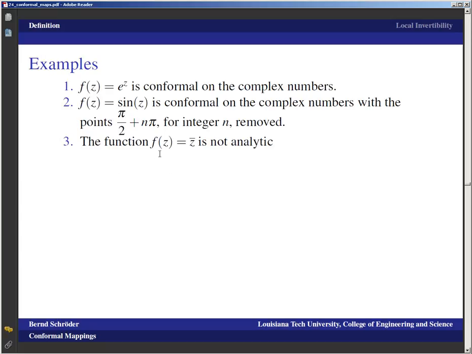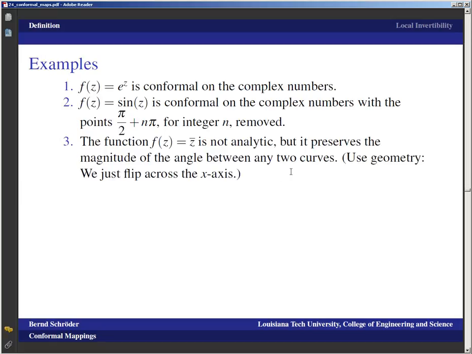And then we also have a function that we haven't talked about for a long time, because f of z equals z bar is not analytic, but it preserves the magnitude of the angle between any two curves, and that's just a geometric argument, because we remember that if we map z to z bar, we flip everything across the x-axis, and that's a geometric operation that certainly preserves the magnitudes of angles.